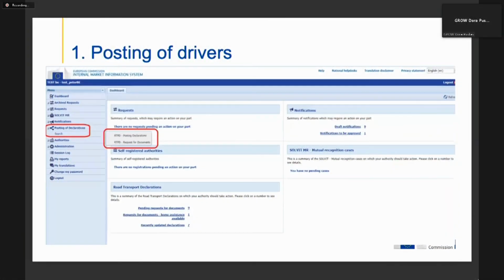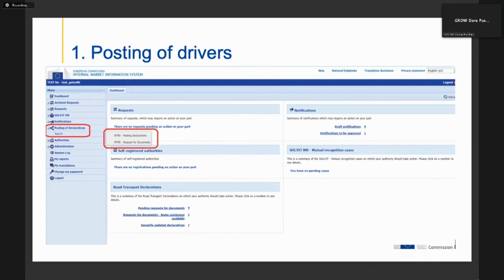Et comme vous le voyez, à droite, dans le menu, vous avez l'option de publication de la déclaration. Et vous avez deux options. Vous pouvez voir les déclarations de détachement. Et c'est là, sur cette plateforme, que vous verrez toutes les déclarations de détachement qui sont soumises concernant votre État membre et que vous pourrez y accéder.